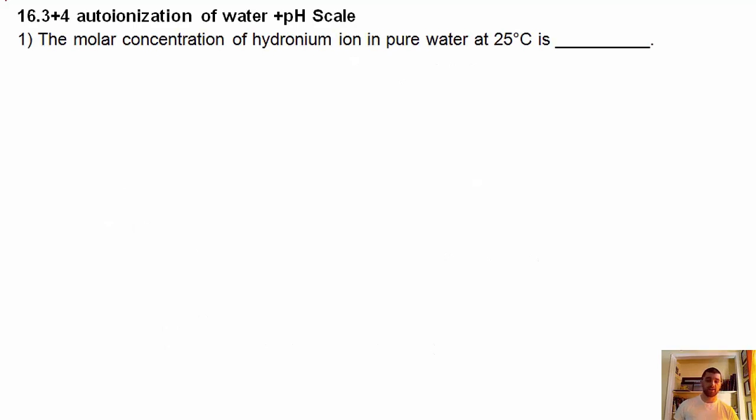All right, so taking a look at number 1. It says the molar concentration of hydronium ion in pure water at 25 degrees is what? So remember, hydronium is the H3O plus ion. So in pure water, it's simply 10 to the negative 7 molar. So that is your final answer.